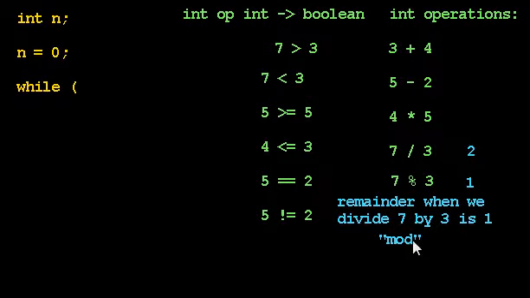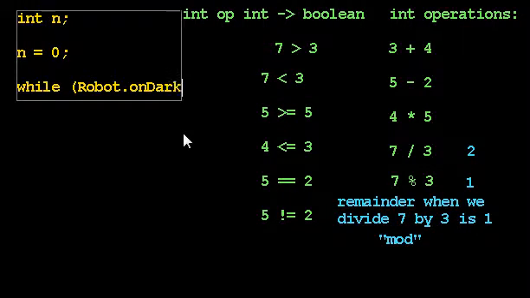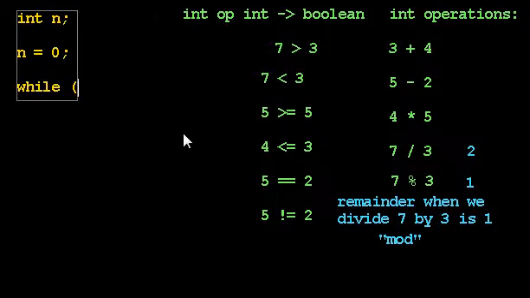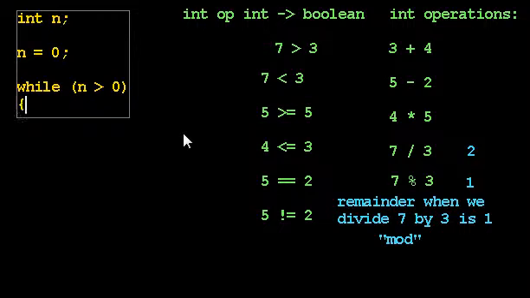we see that some of those give us another integer, and other operations give us back true or false, a Boolean value. And I want to go all the way back to what I was going to do originally. While n is, now I can use any Boolean condition, so this could be something like while robot on dark, as we've been doing, but it could also be while n is greater than 0. Right? That's a Boolean test.